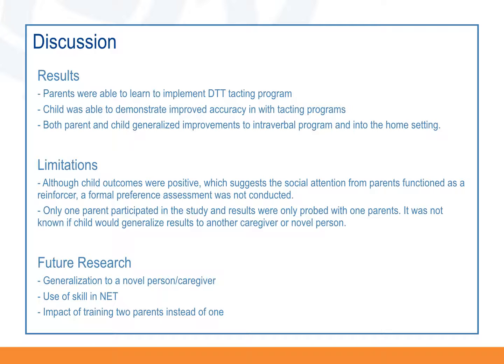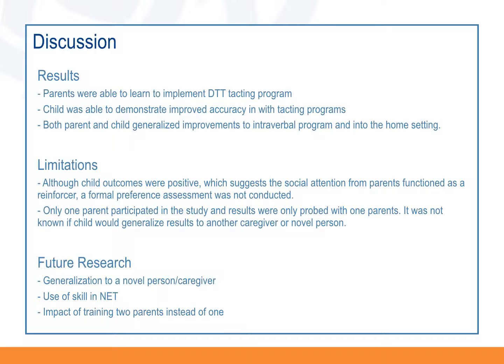Limitations of the study are, although the child outcomes are positive, which does suggest that the social attention given by the parents did function as a reinforcer, we did not do a formal preference assessment. So it is unclear if there could have been stronger improvements had a formal preference assessment been done. The other limitation is that only one parent participated in the study, so results were only probed with that one parent. We don't know if the child would generalize results to another caregiver, to a novel person, or even to a novel person in a novel setting.